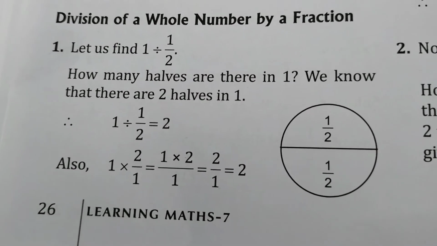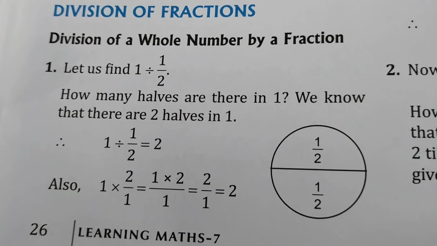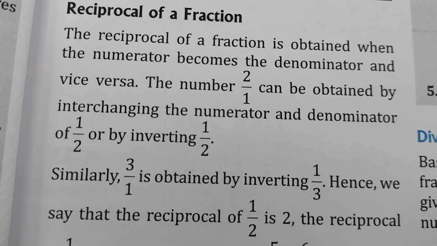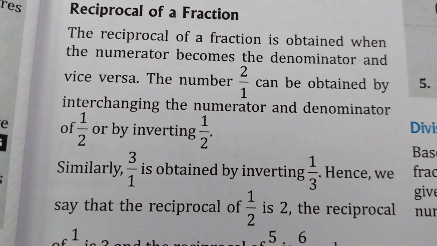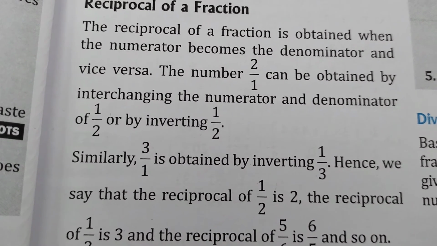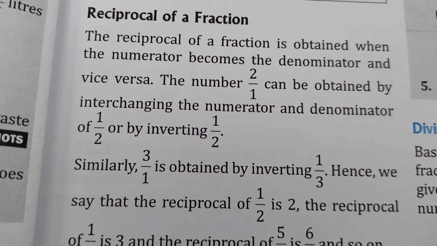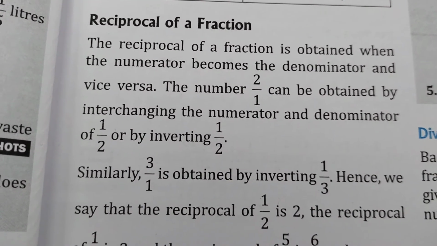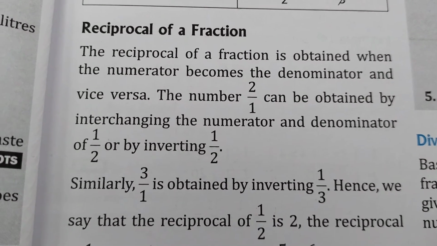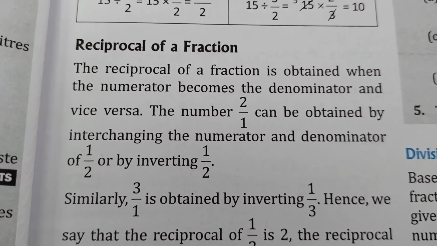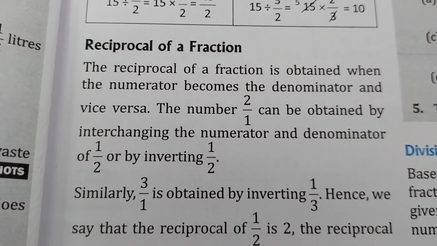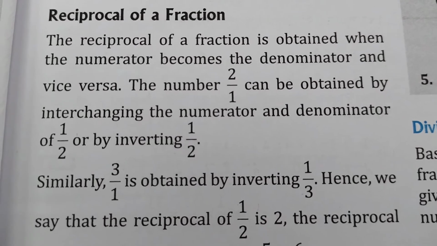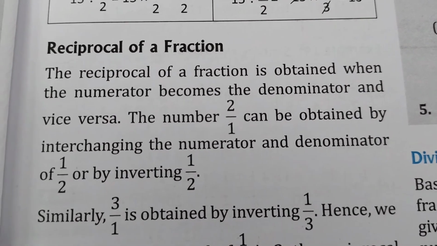Here, what is the reciprocal? How to get the reciprocal? The reciprocal of a fraction is obtained when the numerator becomes the denominator and vice versa. So the number 2 by 1 can be obtained by interchanging the numerator and the denominator of 1 by 2, or by inverting 1 by 2. If it is 2 by 1, we can get 1 by 2. If it is 3 by 1, we write 1 by 3.